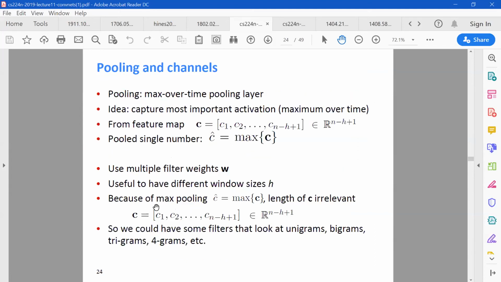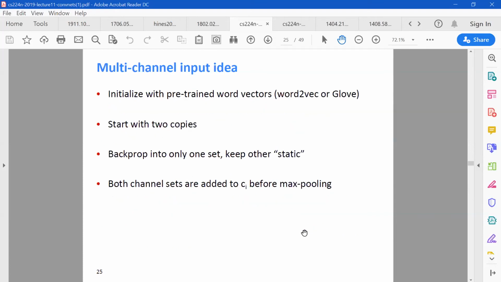Okay, so I'm trying to follow what he's saying here. If you're doing max pooling, the length of the feature map C is irrelevant because you're just taking one number from it. You could have filters that look at unigrams, bigrams, trigrams, fourgrams, etc. A length 3 filter looks at trigrams. A length 2 filter looks at bigrams, and he talks about convolutions of size 1 a little bit later on, and I didn't quite understand that, if anybody could enlighten us on that when we get there.